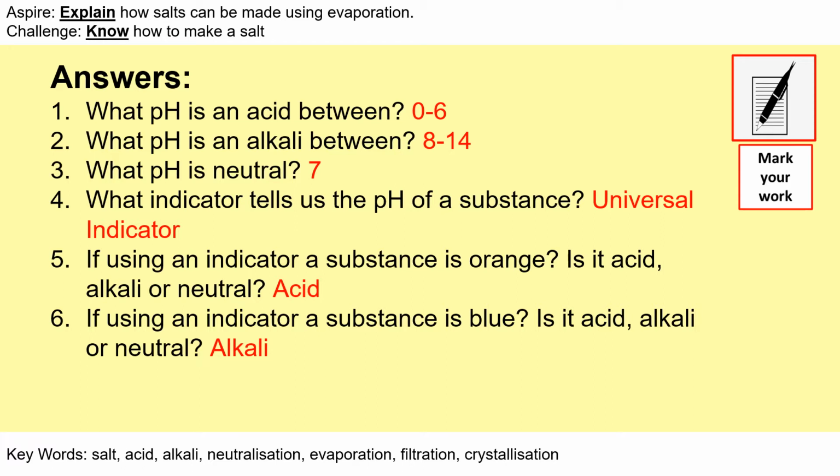And question 5, if using indicator a substance is orange, is it acid, alkali or neutral? The answer is it's an acid. Question number 6, if using indicator a substance is blue, is it acid, alkali or neutral? It is an alkali. So please add up your marks out of 6 and write down how many that you've got.